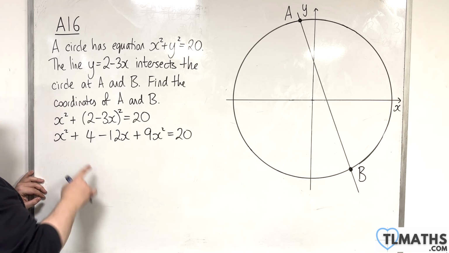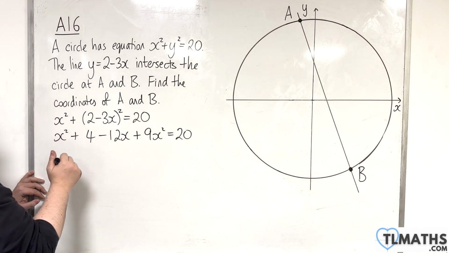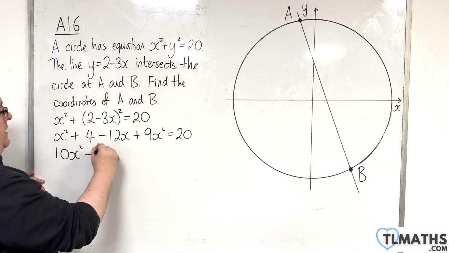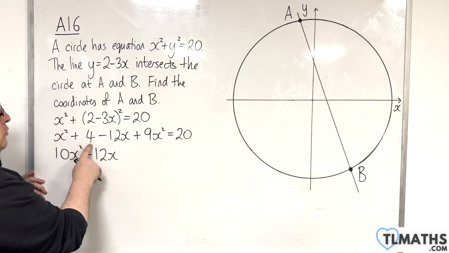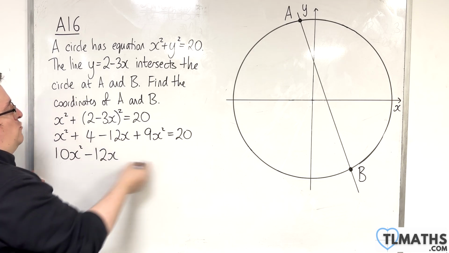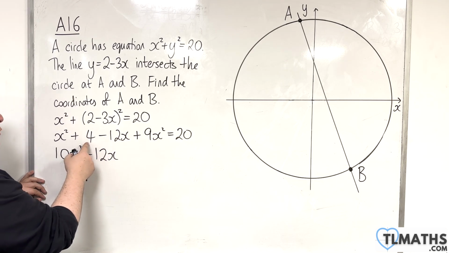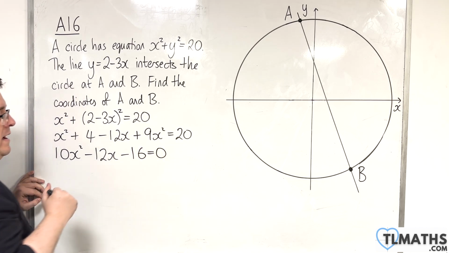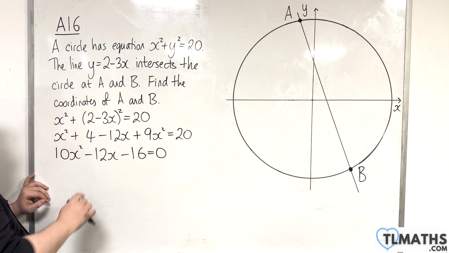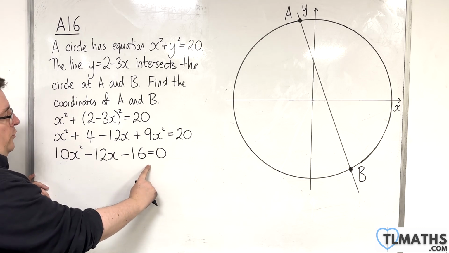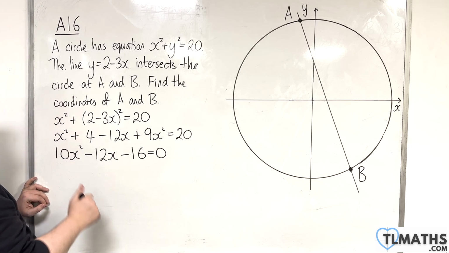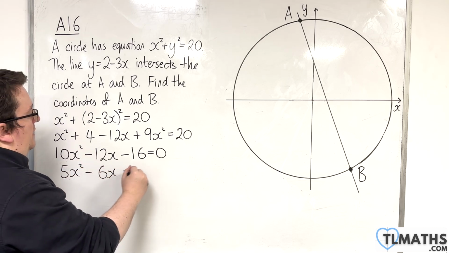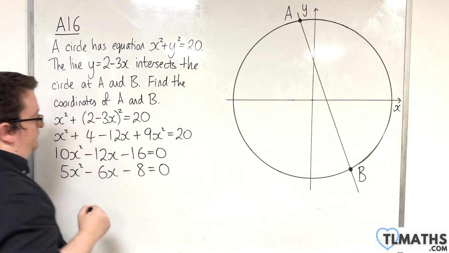Now collect like terms. x squared and 9x squared is 10x squared. We have the negative 12x. We've got 4 and we've got 20 on this side. So if we subtract 20 away from both sides, 4 take away 20 is negative 16, and we're going to have equals 0 on the right hand side. Now before we go any further, all three of those terms are even, so we can divide through by 2. So 5x squared take away 6x take away 8 is 0.